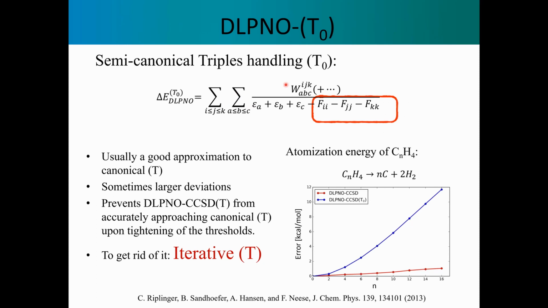The original DLPNO-CCSD(T0) performs quite well for most systems, although it introduces very big absolute errors. But in most cases, we only care about the relative energies. Due to error cancellation, the (T0) can always give you very good results. But in some special cases, the (T0) algorithm will introduce big errors. For example, when people study atomization energies of CNH4, even if very tight thresholds are used in the DLPNO-CCSD parameters, you can still find the (T0) will increase the error. So this is the error with respect to the canonical CCSD(T). You can see the CCSD part doesn't introduce a very large error, but the (T0) does introduce a very big error in computing such atomization energies. So this is the motivation for me to implement the iterative triples.